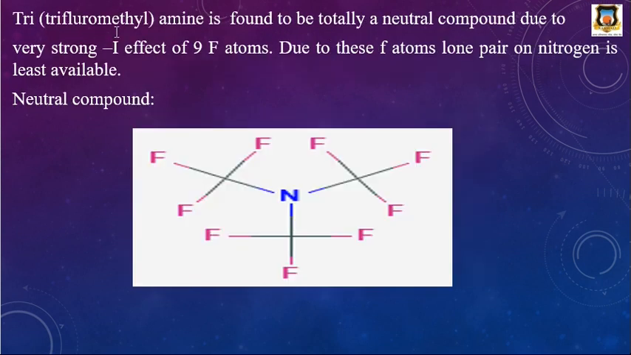Then next is trifluoromethylamine, which is found to be a totally neutral compound due to the very strong minus I effect of the nine fluorine atoms. All these nine fluorine atoms exert a strong minus I effect. Therefore, the electron pair on nitrogen is continuously withdrawn by these fluorine atoms, and therefore no electrons are available for donation. Therefore, this compound, trifluoromethylamine, is a neutral compound. This is all about the strength of organic acids and organic bases.